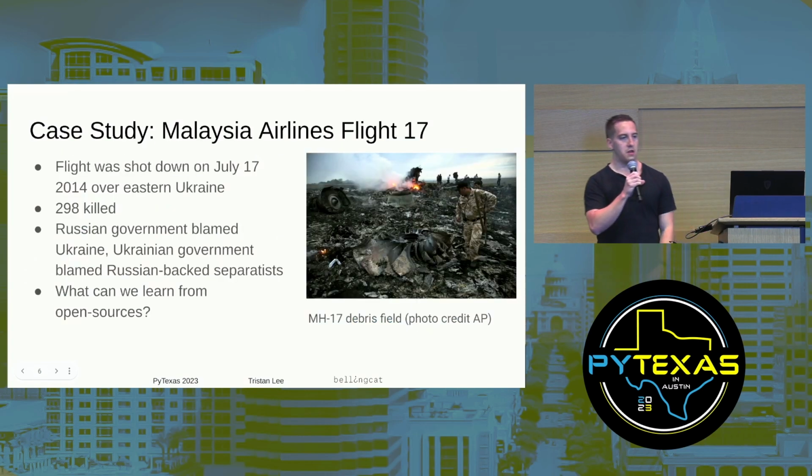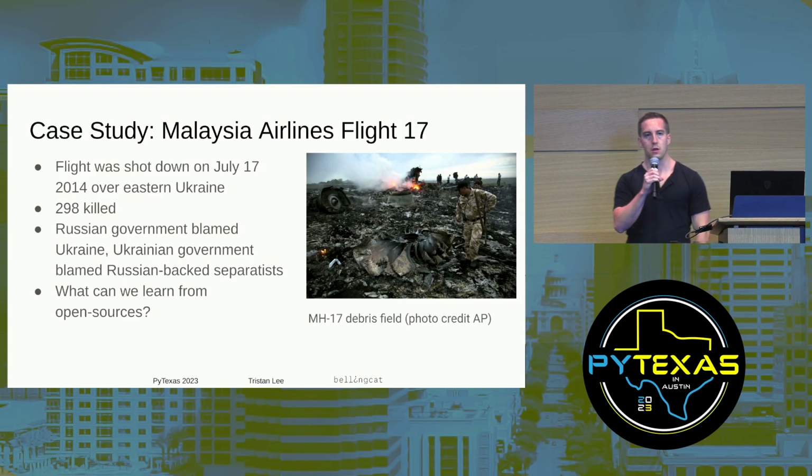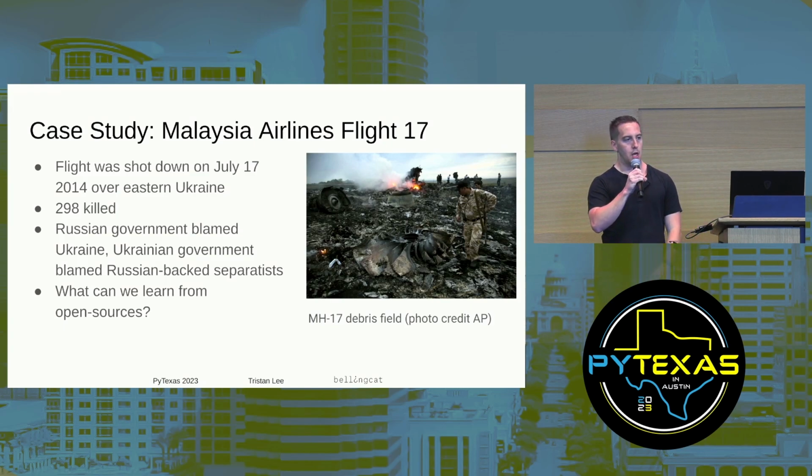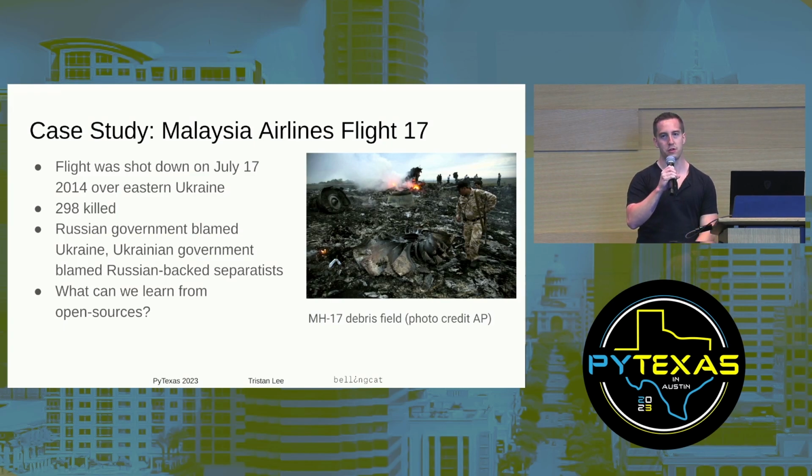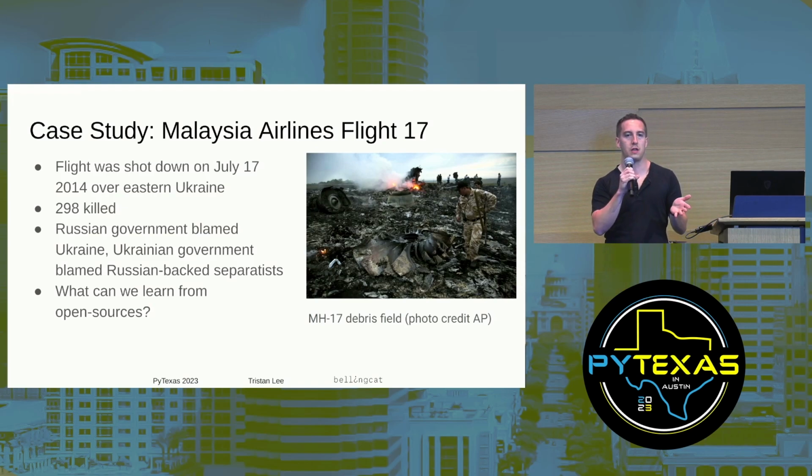So let's get into an example of an open source investigation. So on July 17th, 2014, Malaysia Airlines Flight 17, known as MH17, which was flying from Amsterdam to Kuala Lumpur, was shot down over eastern Ukraine. All on board, nearly 300 passengers and crew were killed. In the immediate aftermath, the Russian government blamed Ukraine, and the Ukrainian government blamed Russian-backed separatists in the region. If we don't want to trust either of these governments or their intelligence agencies, what can we learn from open sources?